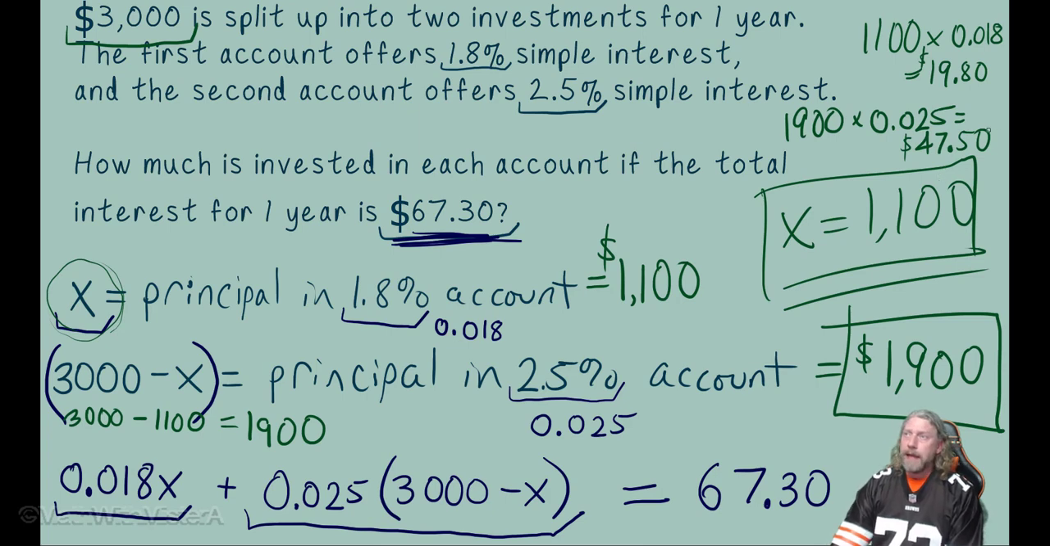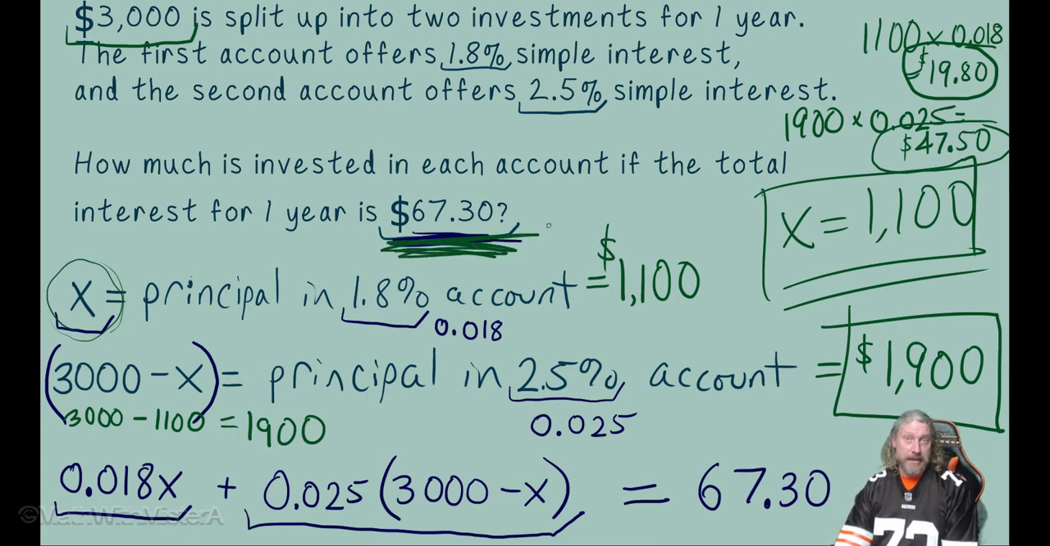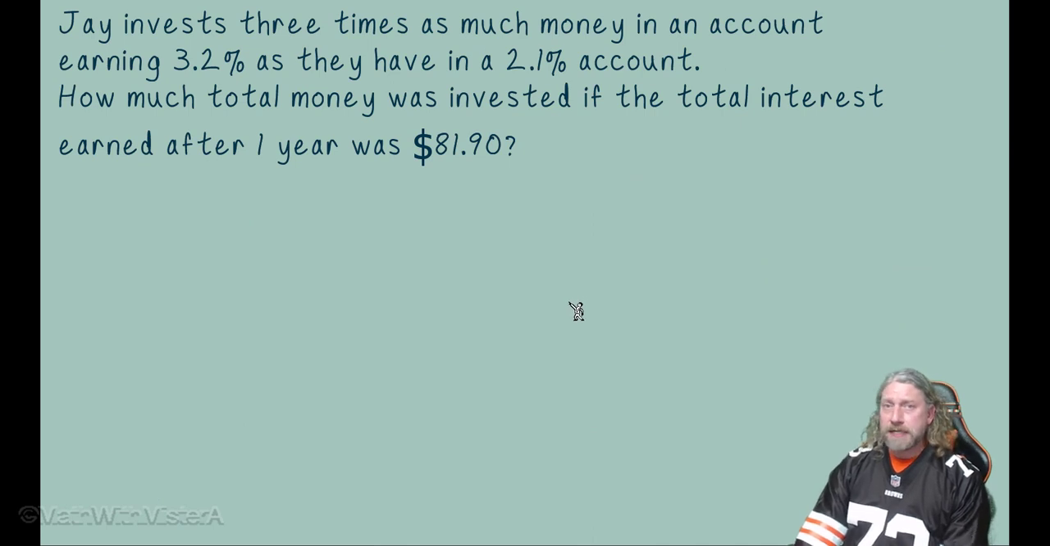so $47.50. And then what happens when we add up those two amounts of interest? It does equal $67.30. So we for sure have got the right answers. $1,100 in that first account, $1,900 in that second account. Now let's try our next example.